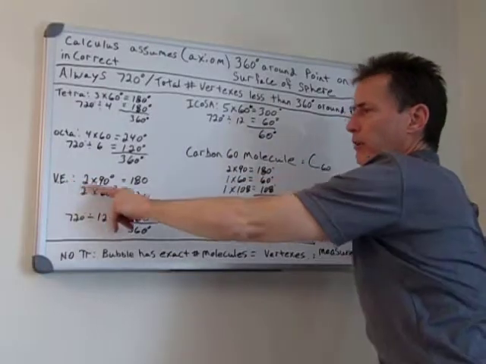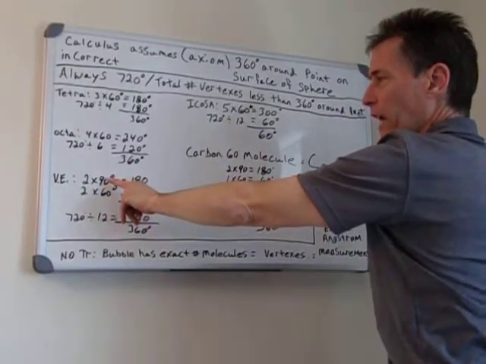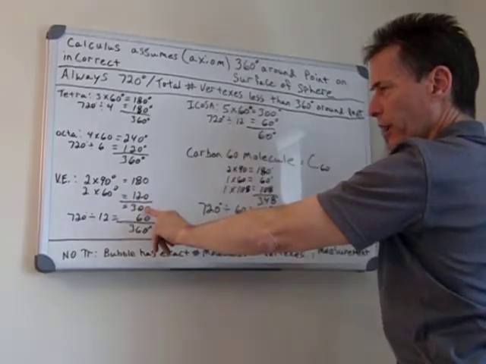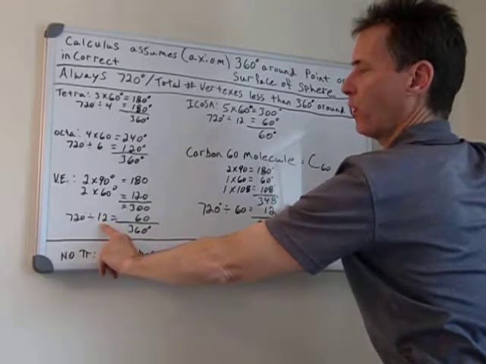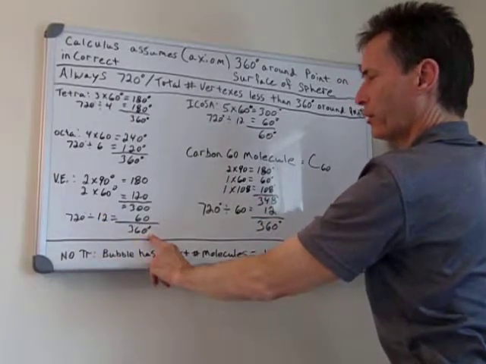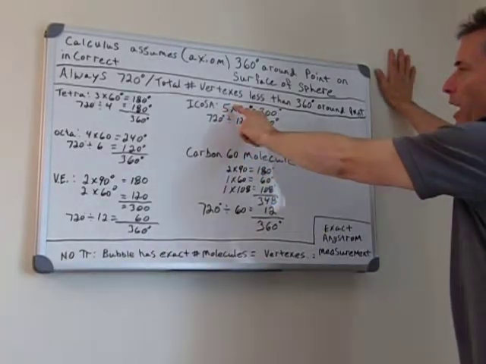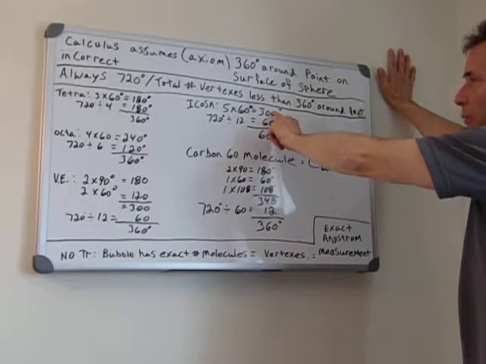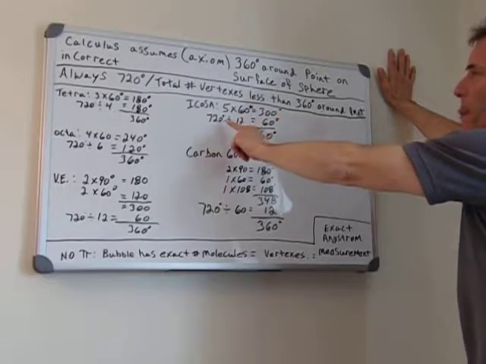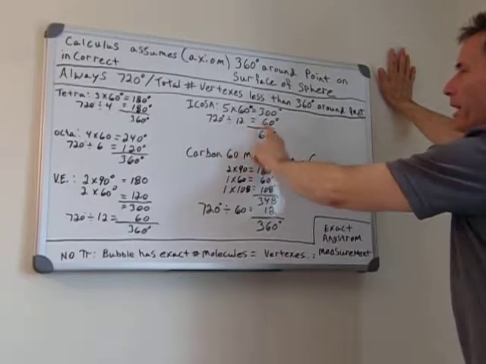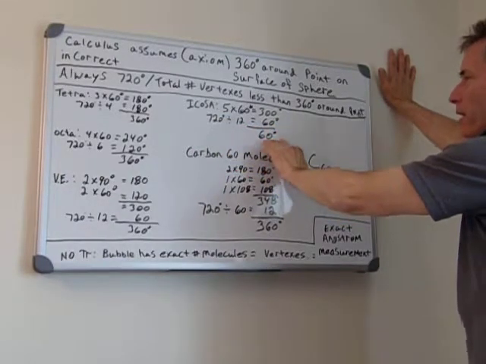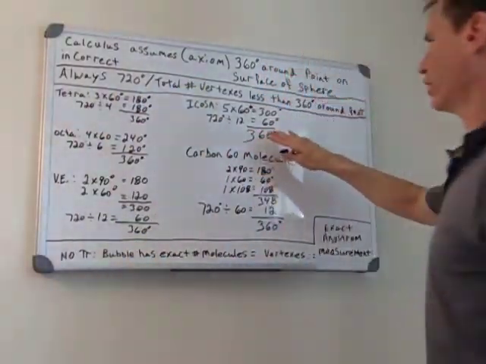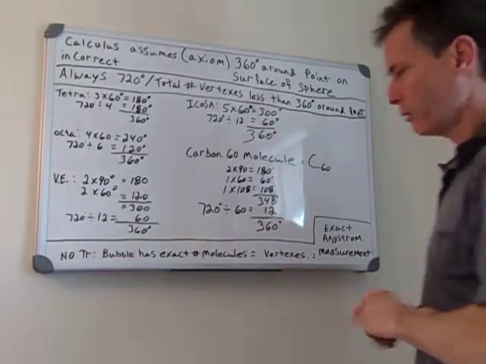So the vector equilibrium, you've got 2 squares with 90 degrees each and 2 triangles with 60 degrees each. 180 plus 120 is 300. 720 divided by the 12 vertexes is 60, for a total of 360 degrees. The icosahedron has 5 triangles around each point times 60 degrees. Each triangle gives 300 degrees around that point. 720 degrees divided by 12 is equal to 60 degrees. That totals 360 degrees.